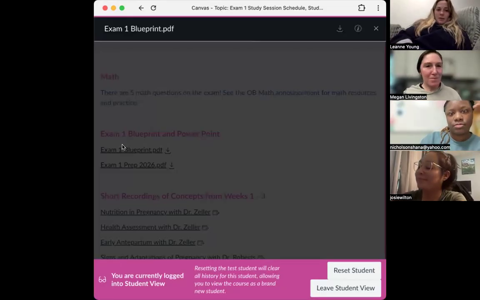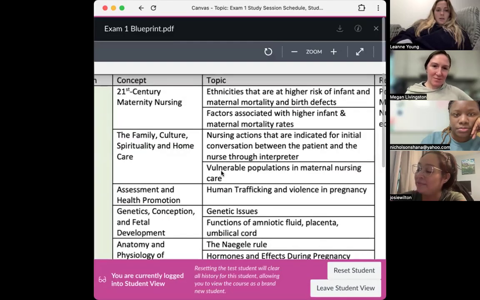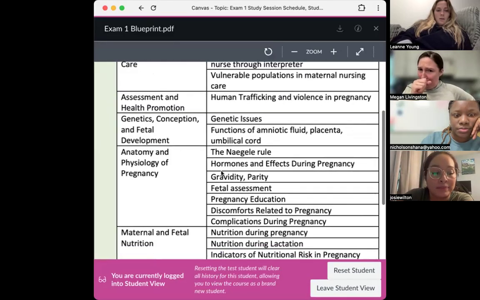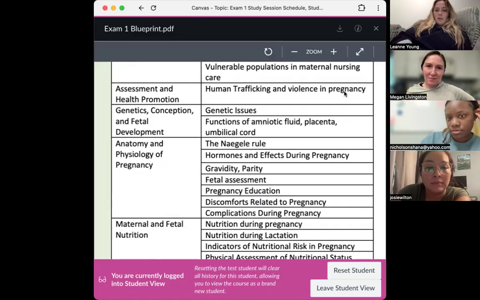Let's see what other ones here. Signs and symptoms that a mom is being abused. Things that you would look for as a bedside nurse taking care of a patient.